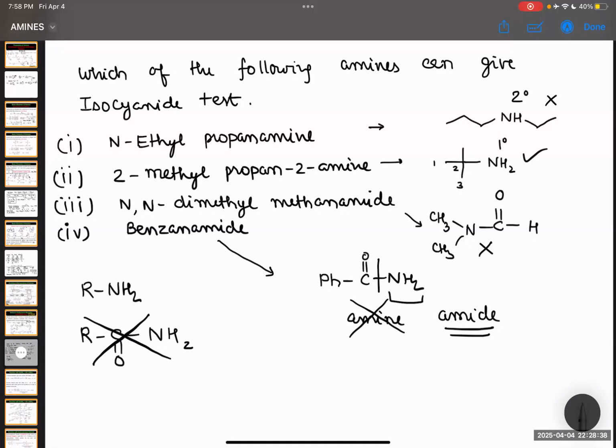Yes. So you need to be comfortable with the IUPAC names. Suppose N is written, so the trick is: if NN is written, you have 2 alkyl groups on nitrogen, and if a single N is written, you have 1 alkyl group more. So that is going to be secondary. Got it? Clear? Okay. So this is very, very important. I hope you understood.